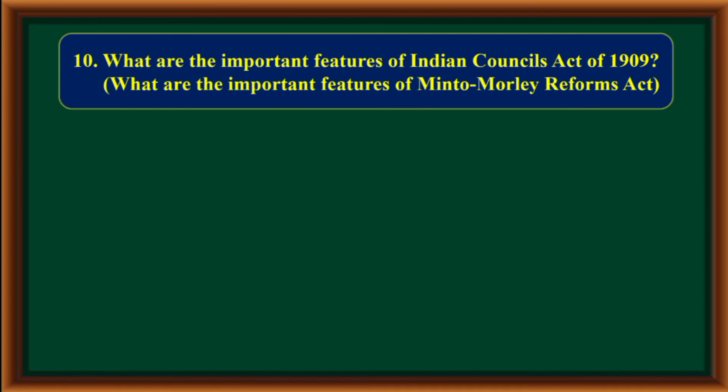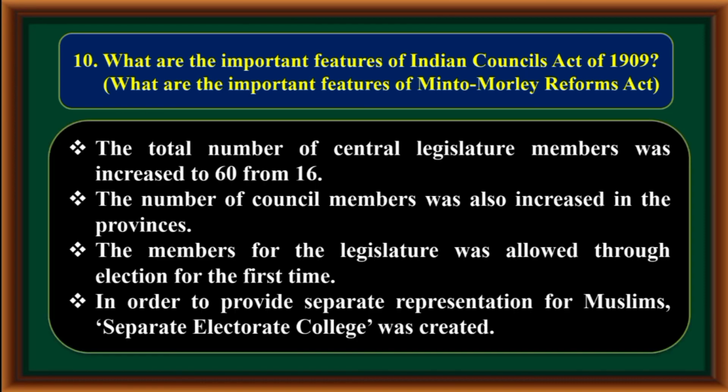What are the important features of Indian Council Act of 1909? Or what are the important features of Minto-Morley Reforms? The total number of central legislative members was increased to 60 from 16. The number of council members was also increased in the provinces.